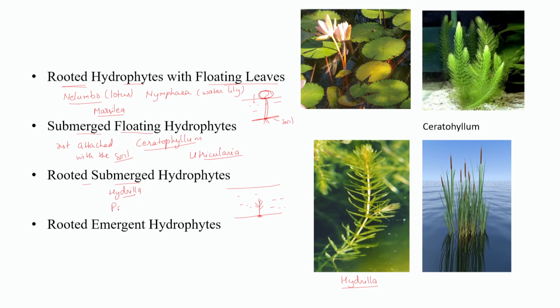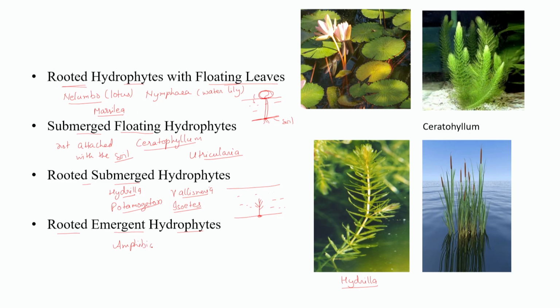Then this is there, Potamogeton. Then you have Vallisneria, then Isoetes is there, a pteridophyte.